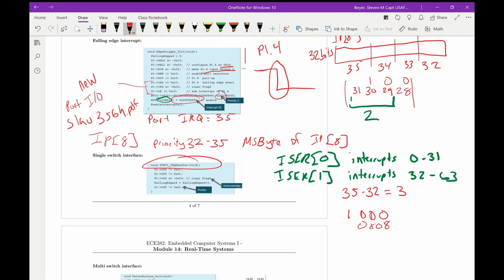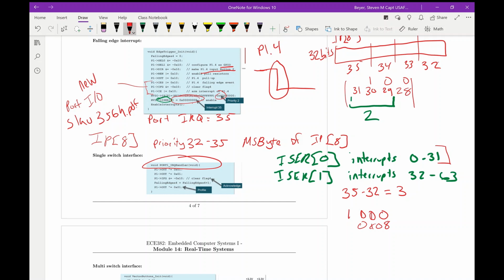So if I was looking at interrupt 30, it would be the 30th bit within ISER 0. But looking at anything greater than 31, we have to go to ISER 1. And obviously we're not going to set the 35th bit of ISER 1 because it's only 32 bits. So we are going to set 35 minus 32, which is equal to 3, so we're setting the 3rd bit, and that's why we got an 8 there. So you're going to have to figure that stuff out for the lab, but I feel like you guys can figure it out.